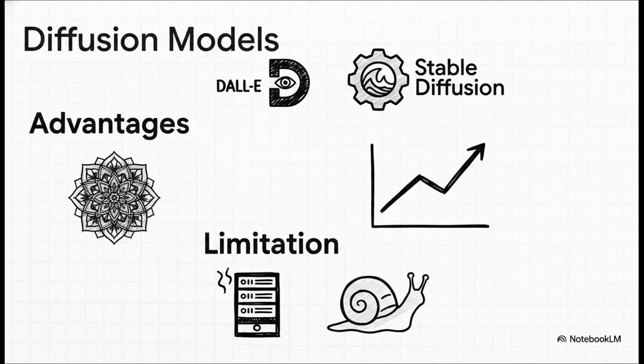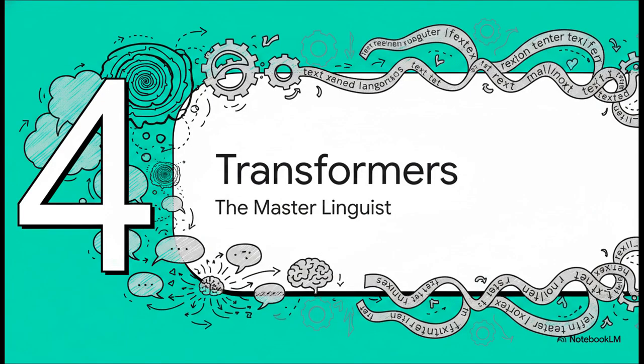And this super methodical process, this is what's powering the tools you've definitely heard of, like DALL-E and Stable Diffusion. It produces these stunningly high-quality images, and it's way more stable to train than GANs. So what's the catch? Well, the trade-off is that all those tiny little steps make it a really slow and computationally expensive process. Okay, on to our final blueprint.